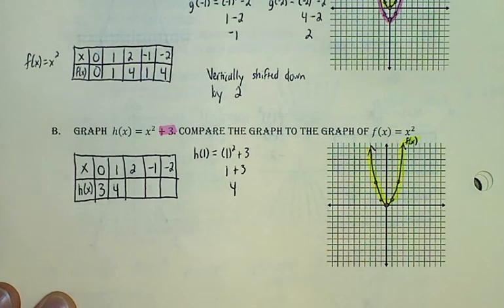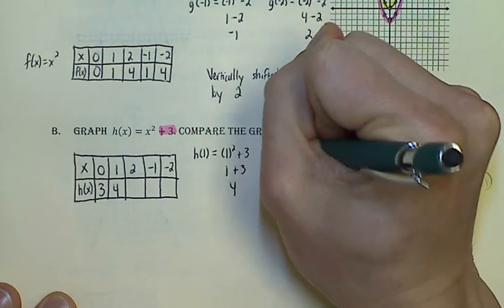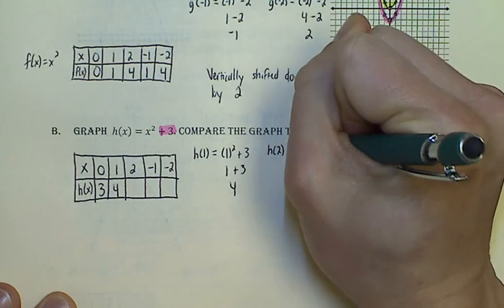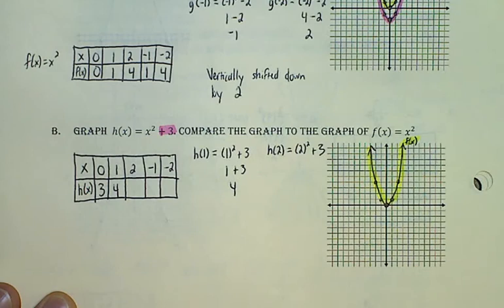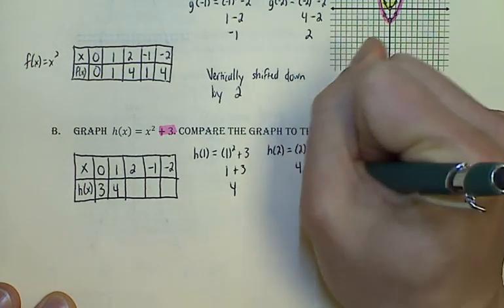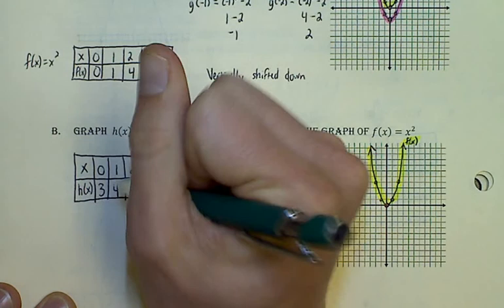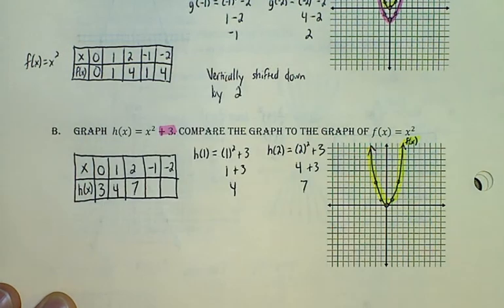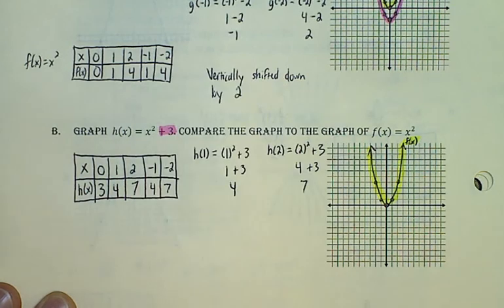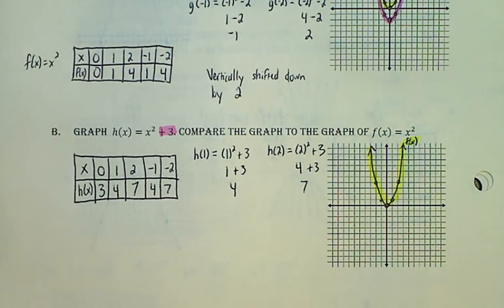h of 2 equals 2 squared plus 3. Well, 2 squared is 4, and plus 3 is 7. So when x is 2, h of x is 7. And then I need to mirror that image across, so that would be 4, and that would be 7 as well. Again, you can always work those out on your paper. It does not hurt to, but it's going to follow that pattern every time. So as long as I pick the same points on each side, I'm good to go.